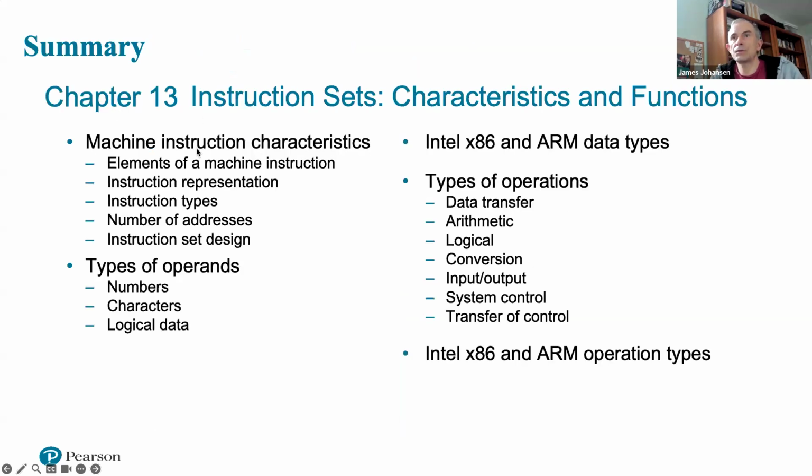In chapter 13, we talked about the characteristics and functions of instruction sets. We typically think about the Intel x86 and the ARM as two general classifications of architectures. We talked about the various elements of an instruction, how many addresses, so we're going to have two or three registers, and what we're going to be putting in the operands: numbers, characters, logical data. Those are some things we got to see there.